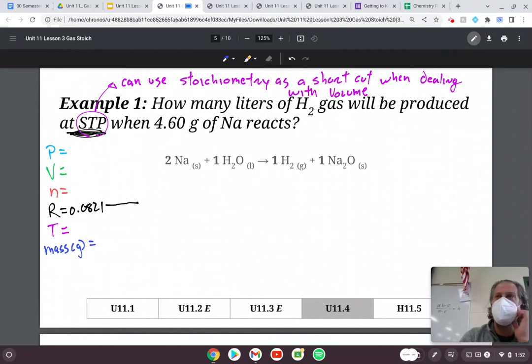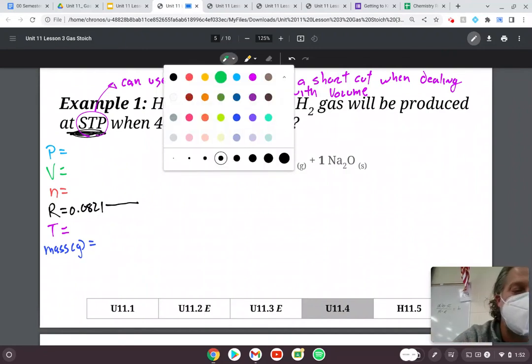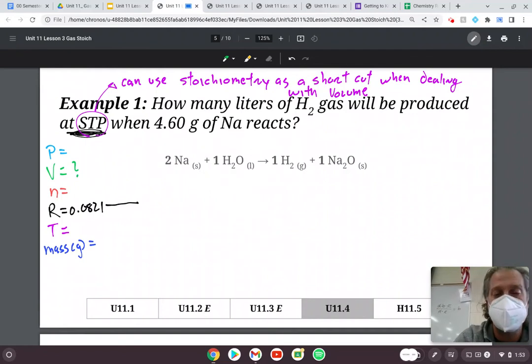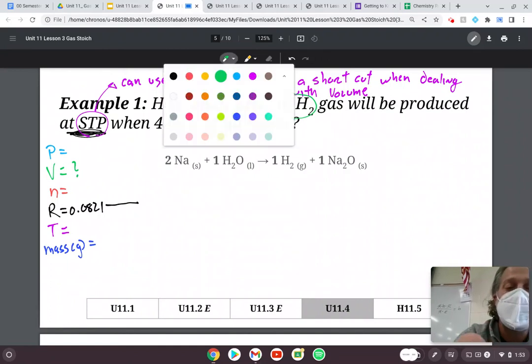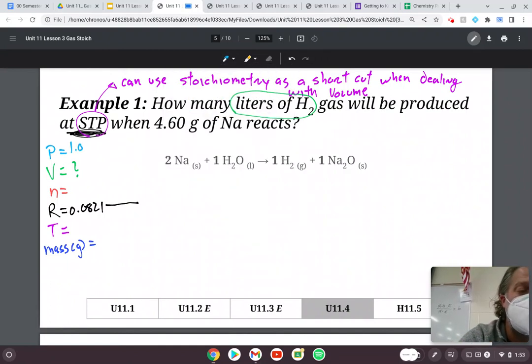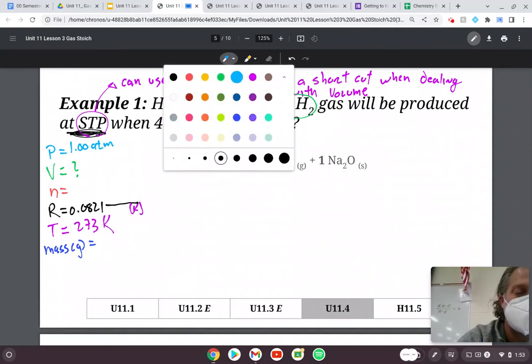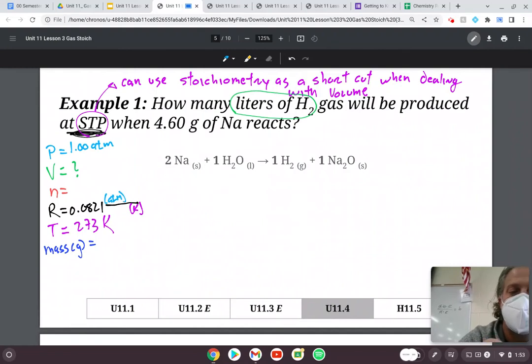So just because I would like to reiterate what standard temperature and pressure is over and over again, because I want you to be comfortable with using it, when the question says how many liters, so we're solving for volume of H2 gas, so we're looking for this as our answer, will be produced at STP, right? So at STP, we have to remember that that's 1 ATM, and that's 273 Kelvin. And so we now have enough information.